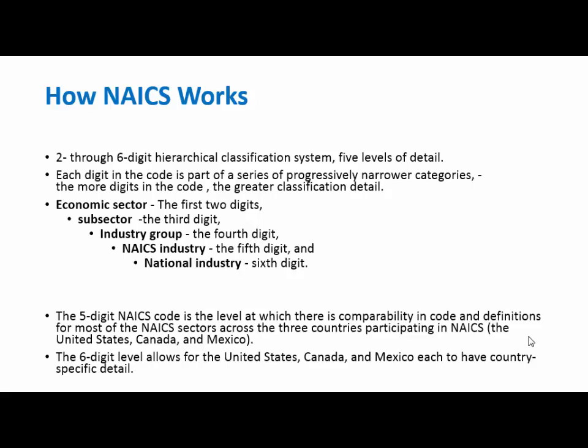You will see 6-digit codes in HIePRO. It works in a way similar to the NIGP codes did, in that the more digits, the more specificity. The first 2 digits are the economic sector. The third digit is the subsector. The fourth digit is the industry group. The fifth digit is the NICS industry, and the sixth digit is the national industry. When the sixth digit is 0, you will see the title is the same as the 5-digit code.